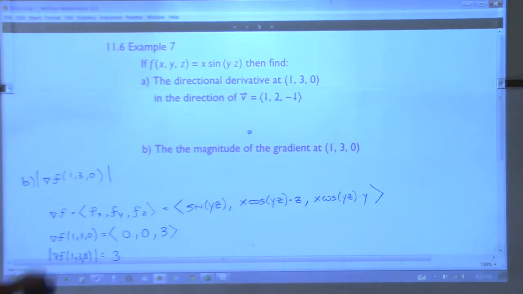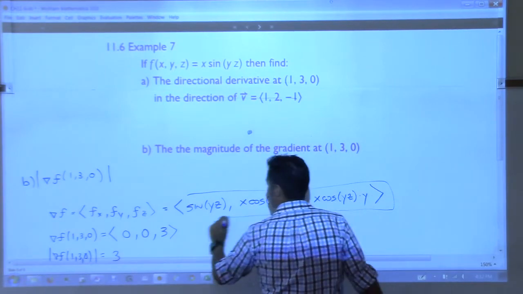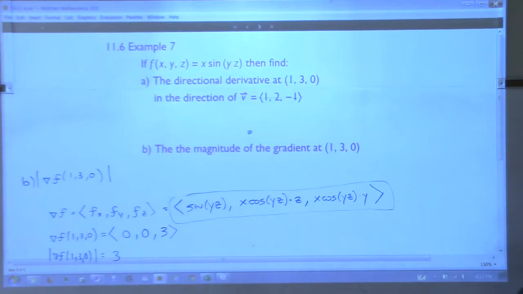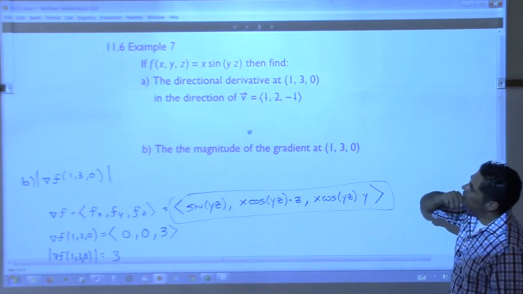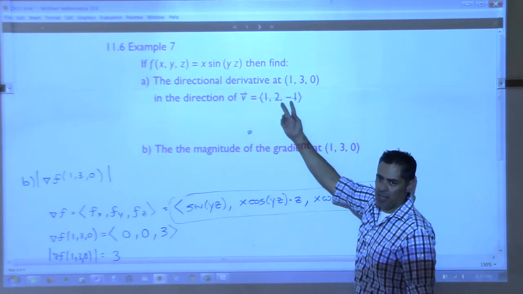Now, I scratched out part A, but how would we have done part A? We would still need this gradient, but we would be dotting that vector with a unit vector. And where would that unit vector come from? This right here, but we would have to make it a unit vector first. That's not a unit vector.